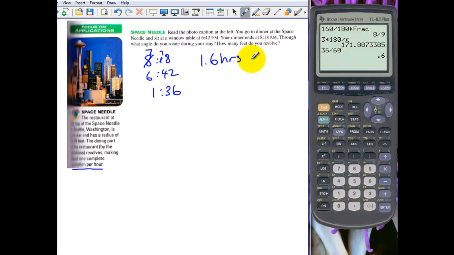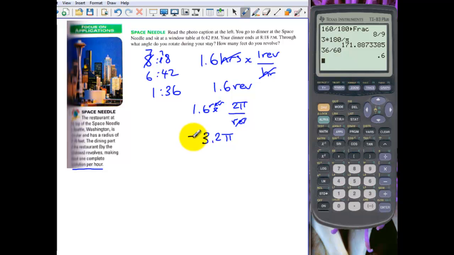And since we have 1 revolution per hour during our dinner, we went through 1.6 revolutions. Or in terms of angles, we have 1.6 revolutions times 2 pi radians per revolution. So our revolutions cancel out, and we have 3.2 pi as our theta.